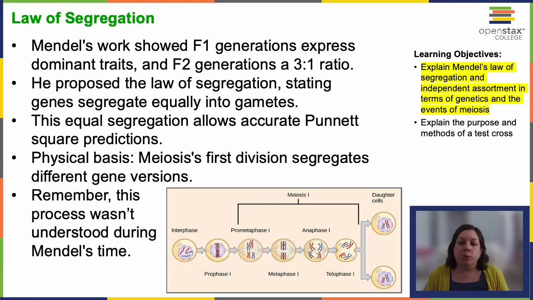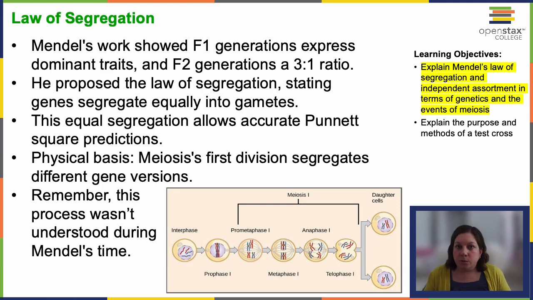So observing that true breeding pea plants with contrasting traits give rise to the F1 generation that all express the dominant trait and the F2 generations that expressed dominant and recessive traits in that 3-to-1 ratio, Mendel proposed what he called the law of segregation. This law states that paired unit factors, now called genes, must segregate equally into gametes, such that offspring will have an equal likelihood of inheriting either factor that their parent possesses. The equal segregation of alleles is the reason we can apply the Punnett square to accurately predict the offspring of parents with known genotypes. Okay.